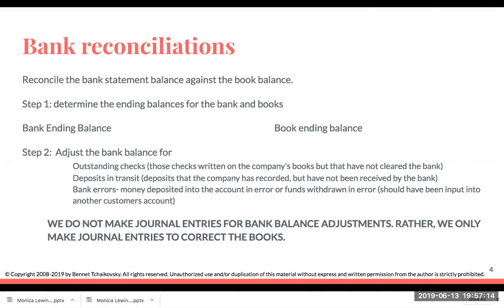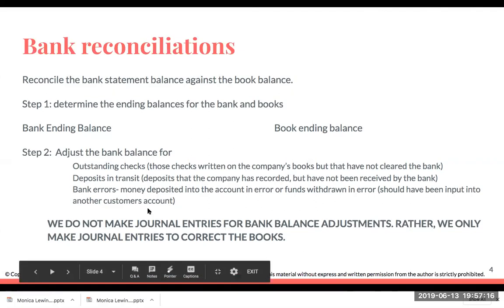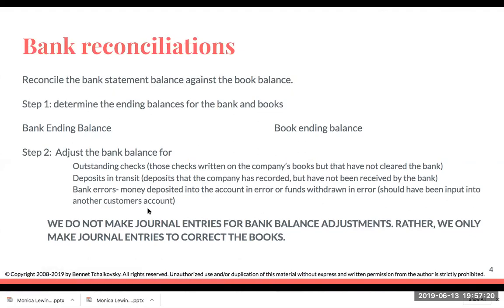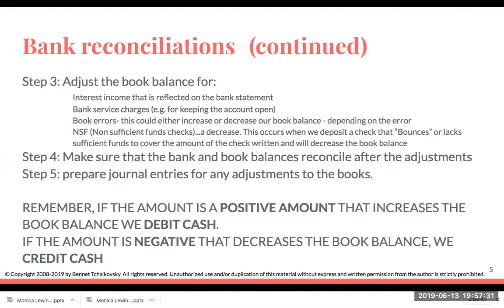Most importantly, we do not make journal entries for the bank. Rather, we are only going to be making journal entries to correct the books. So as I go through and adjust this bank ending balance, I want to make sure that I'm not doing those journal entries. I'm only going to be doing those for our books. So then we're going to adjust our book balance for a few different items.